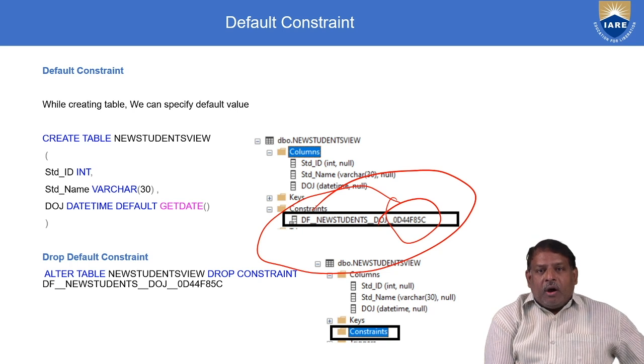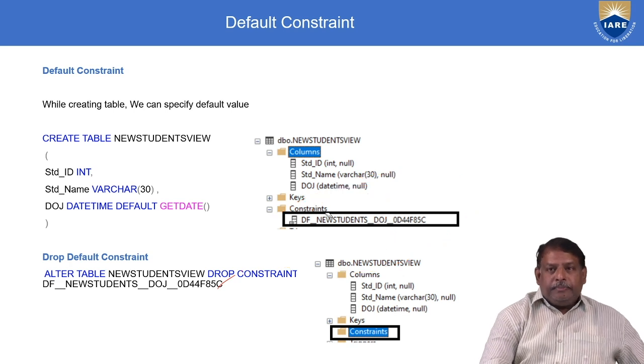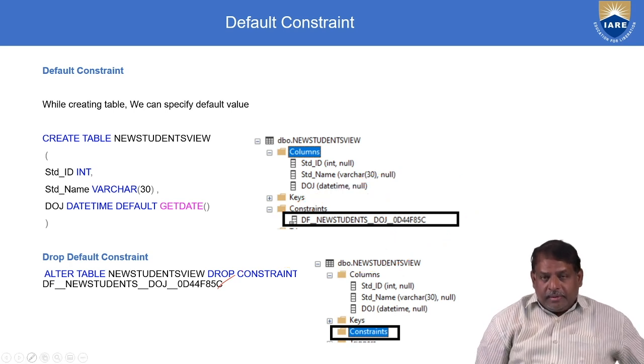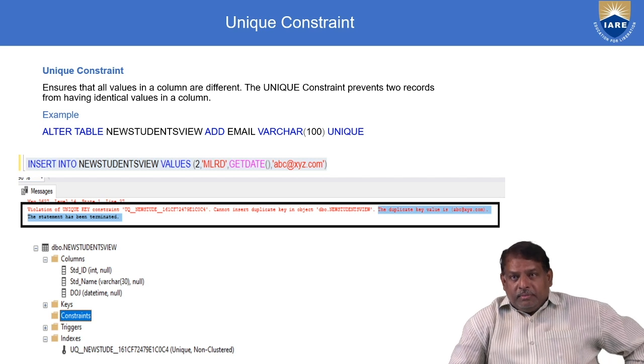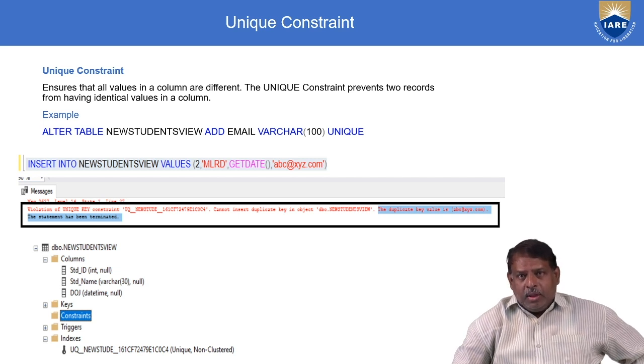So we have to say alter table name, drop constraint name of constraint, right? This is the default constraint. And let us see the next constraint, unique constraint. This will make sure that the values in the column are different. You cannot have two records having the same value when we enforce the unique constraint.